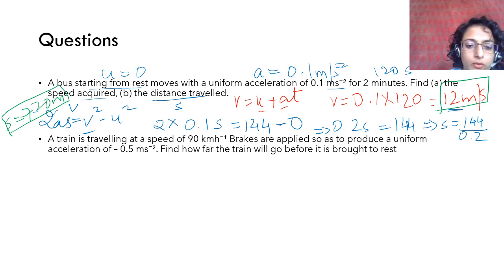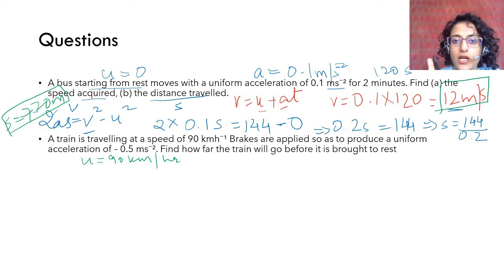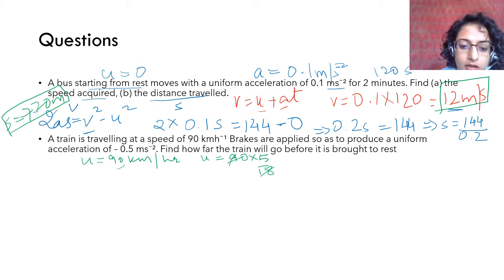All right. So we come to the second question. A train is traveling at a speed of 90 kilometer per hour. We have been given the initial velocity is equal to 90 kilometer per hour. We have to change kilometer per hour into meter per second. So that is what we are going to do. u is equal to 90 into 5 by 18, which gives us 25 meter per second.